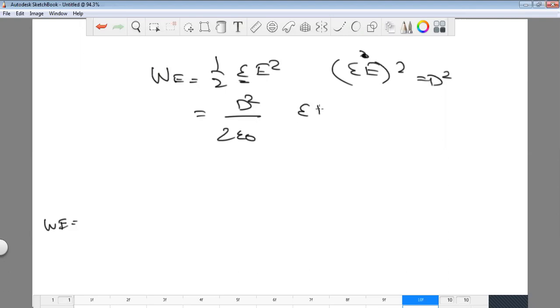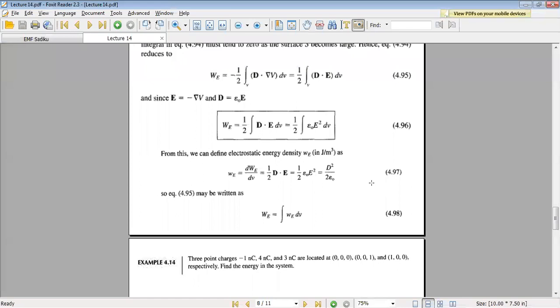So simply, you are multiplying one epsilon in the numerator and another epsilon naught in the denominator. Then it can be rewritten as D square by 2 epsilon naught. If you write the equations by applying the formulas, it will be very easy. But if you are only going to watch it, understanding is difficult. So D square by 2 epsilon naught is the electrostatic energy density.